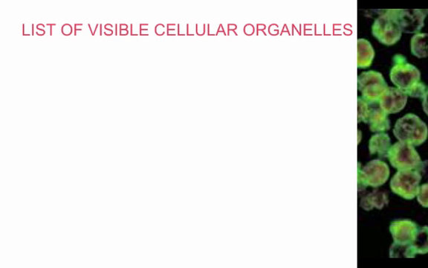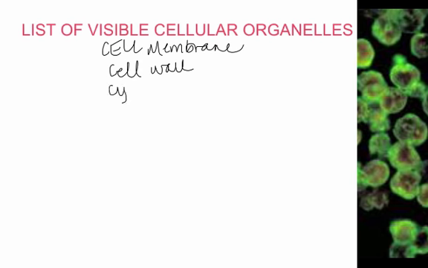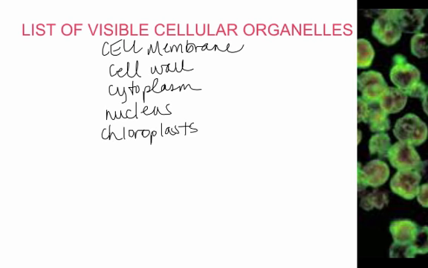So here is our list of visible organelles. Okay, these are the things we can see. All right, we can see the cell membrane. We can see the cell wall. We can see cytoplasm, which is kind of like the goo everything floats in. We'll be able to see nuclei, or the nucleus of a cell at times. We will be able to see chloroplasts, which are found in plant cells and photosynthetic cells. We can see vacuoles. We will be able to see cilia, okay, which is fuzziness outside.